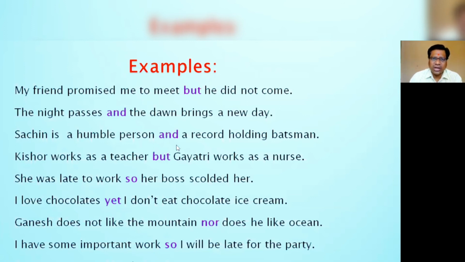Kishore works as a teacher, but Gayatri works as a nurse. Maybe Kishore and Gayatri are a couple, or brother and sister, whatever. So we talk about two independent people of the same family. Kishore works as a teacher, whereas Gayatri works as a nurse. Kishore works as a teacher is one sentence, but Gayatri works as a nurse is another sentence. These two independent clauses are brought together with the word but.